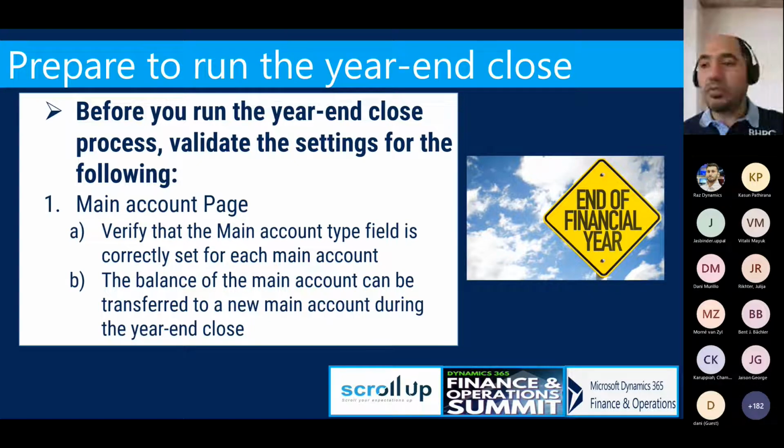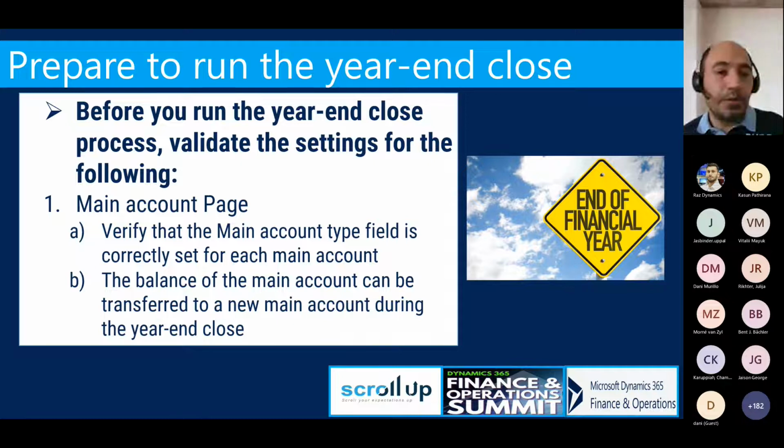For the main accounts, you need to verify that the main account type field is correctly set for each main account, because the main account type determines whether the balance of the main account will be brought forward as an opening balance or closed into retained earnings in the opening transaction. This is very important. Either you move it as a balance, or the balance of all the other accounts that are profit and loss will go to retained earnings: if you have profit, it goes to retained earnings as profit, and if there is loss, it goes as loss. So the main account type is something very important that you need to double check every time you do the year-end closing, because of this opening.